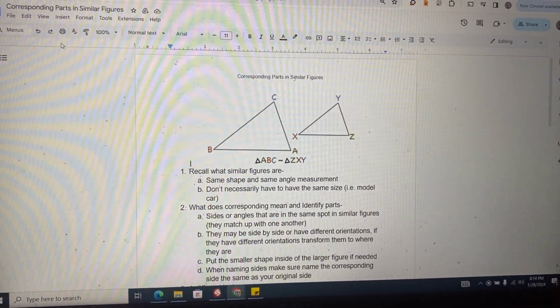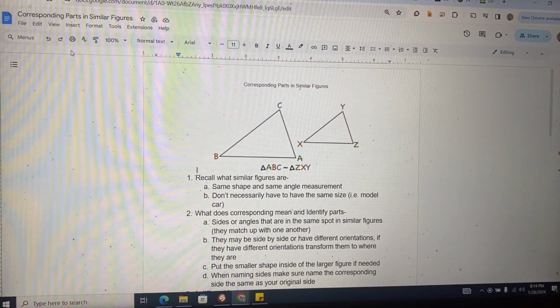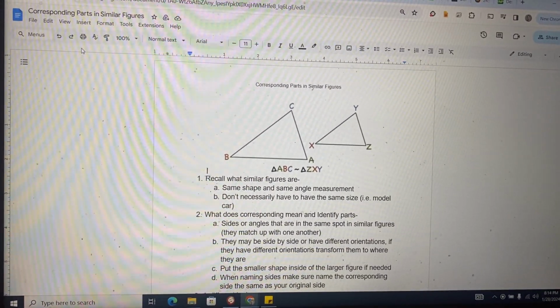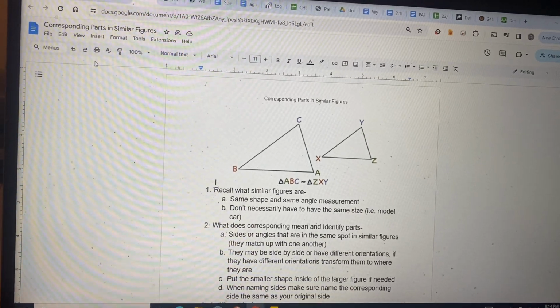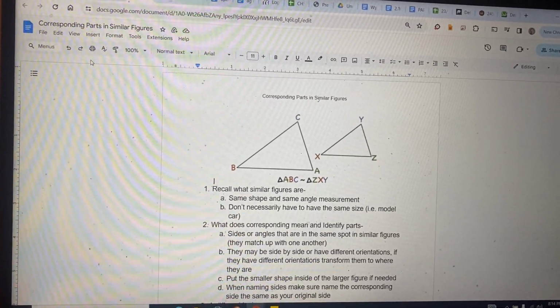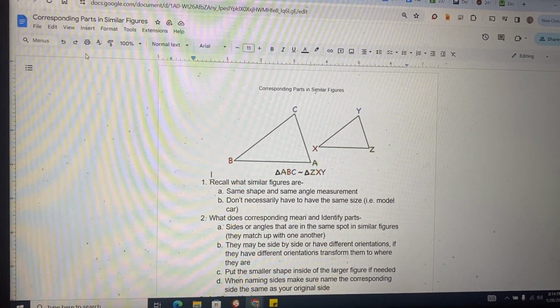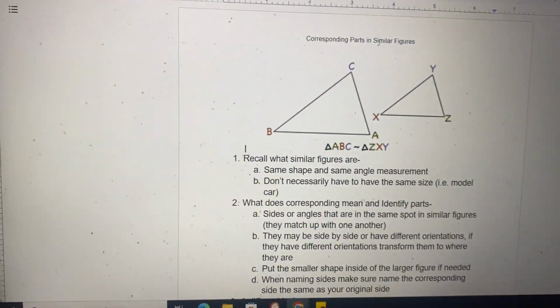So here's what's going to happen. We're going to cover this information here, which is corresponding parts in similar figures. You're going to have a quick Delta Math assignment. And then when I come back on Tuesday, we'll go through some test correction stuff and you'll be able to fix that test grade to something more approaching what you want. And we'll just kind of move on from there.